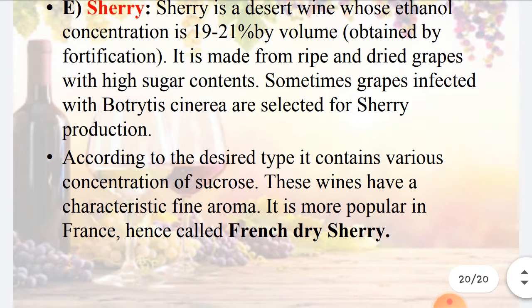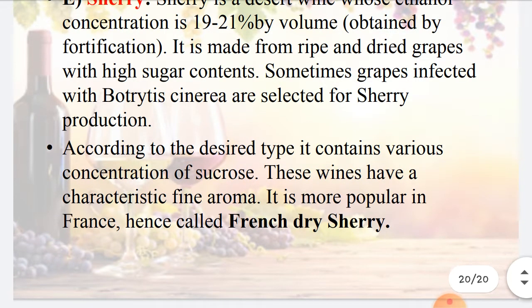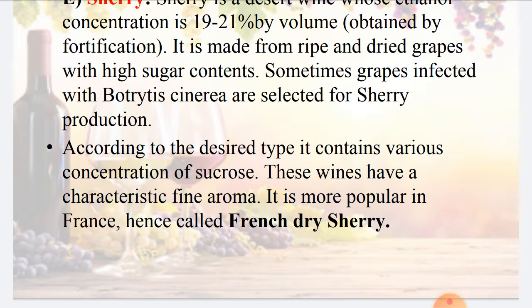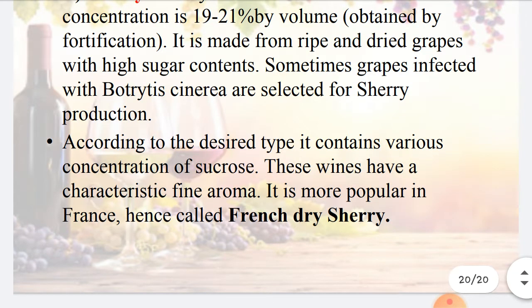Sometimes grapes that are infected with the organism Botrytis cinerea are selected for sherry production. So sherry is a dessert wine containing 19 to 21% alcohol by volume, obtained by fortification, and prepared from ripe and dried grapes containing high sugar concentration. According to the desired type, it contains various concentrations of sucrose. These wines have a characteristic fine aroma, and because it is very popular in France, it is called French dry sherry.